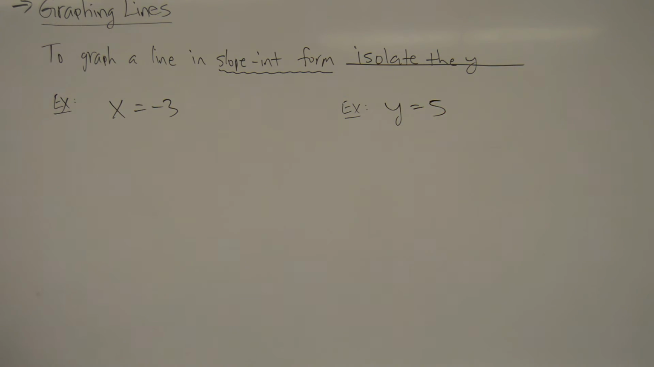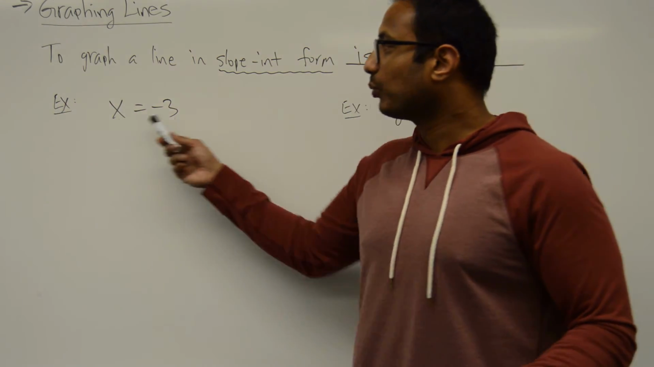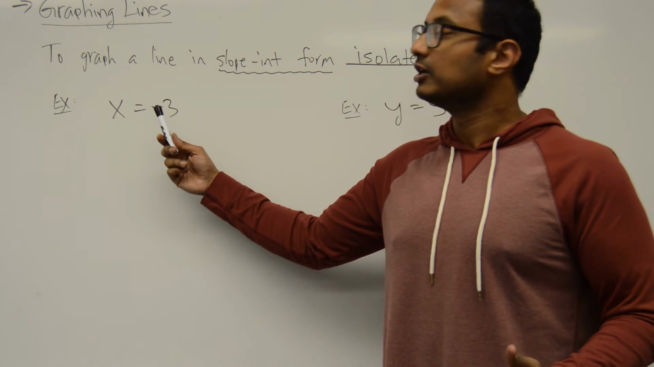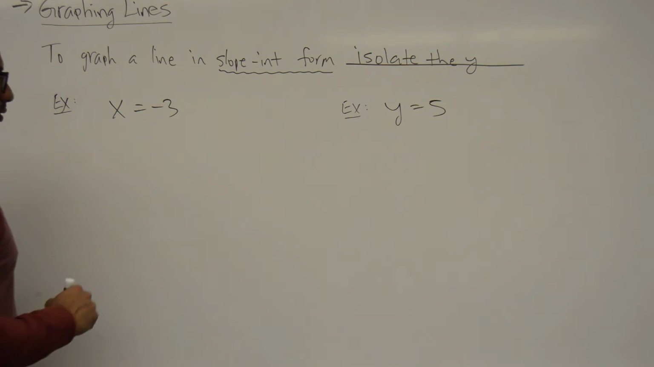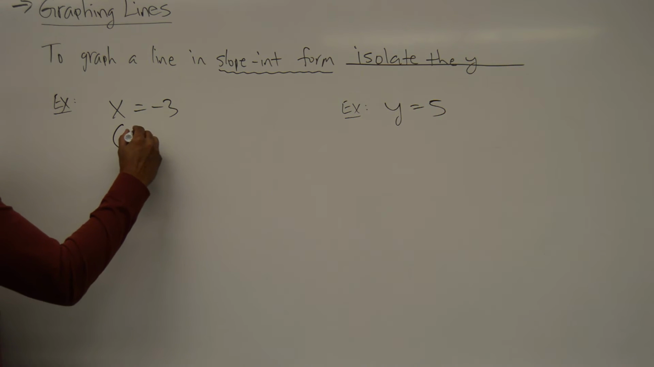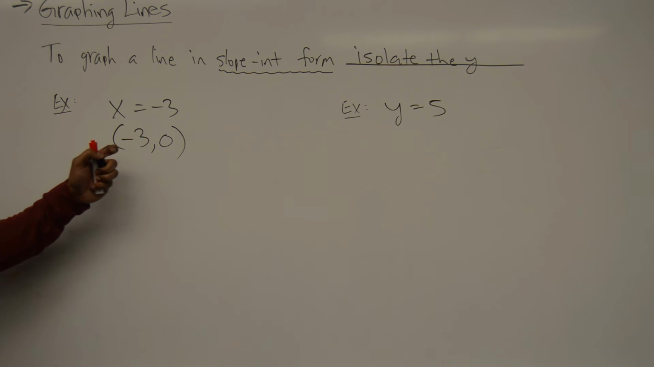So what does this tell us? X equals -3 means that the value of x is fixed. It is -3. The y doesn't exist in this equation. So y can be whatever you want it to be, as long as you set x equal to -3. So for example, you could say that x is -3 and y is 0. Doesn't matter what y is? No, as long as x is -3.